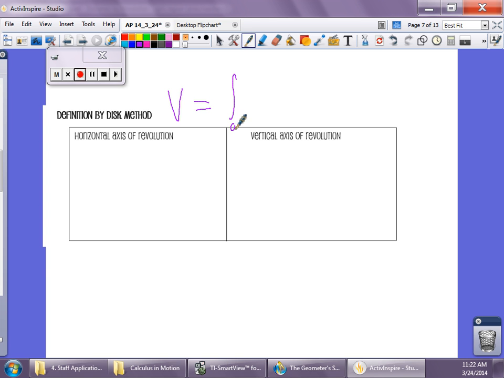Formula? From A to B, pi r squared. So the only reason I put that r in the brackets is so that you know that's going to be the function you're looking for. That's where we're going to do that top minus bottom, right minus left.